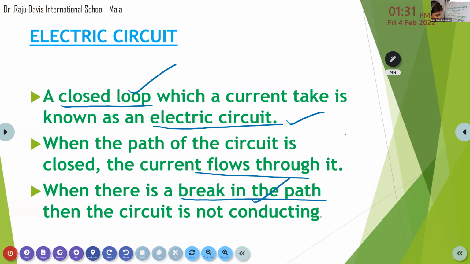Then write the question. Question number 7. What is an electric circuit?